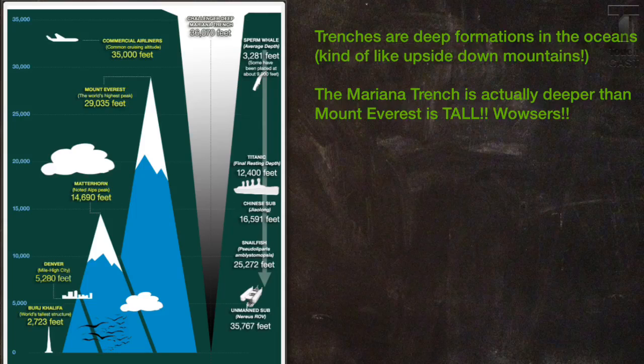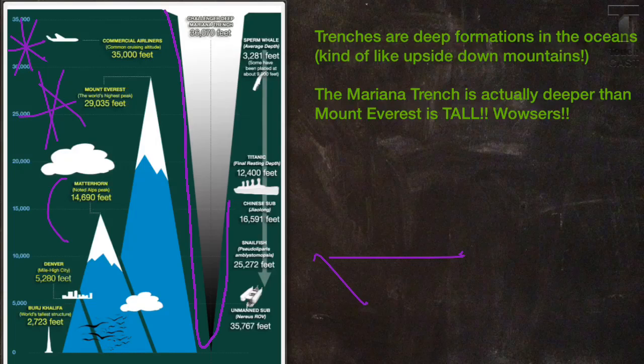Here's another thing that's really cool. So trenches in the ocean. Trenches are these giant deep formations in the ocean, kind of like an upside down mountain. And if you look here at this picture, you can see a couple of mountains that we know about, like the Matterhorn, and maybe almost all of you have heard about Mount Everest or know about how high a commercial airplane flies. Then look right here. This is the Mariana Trench. Okay, and the Mariana Trench is actually deeper than Mount Everest is tall, which is just crazy. So, wowzers indeed.